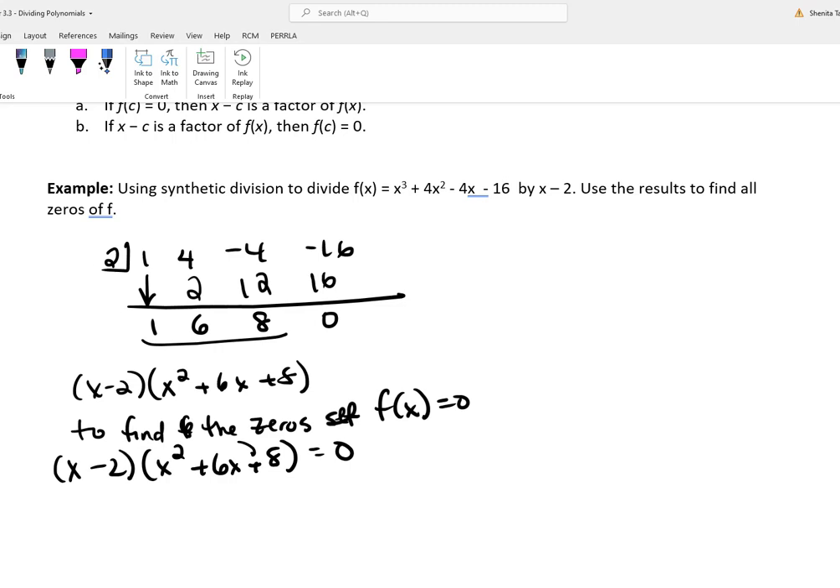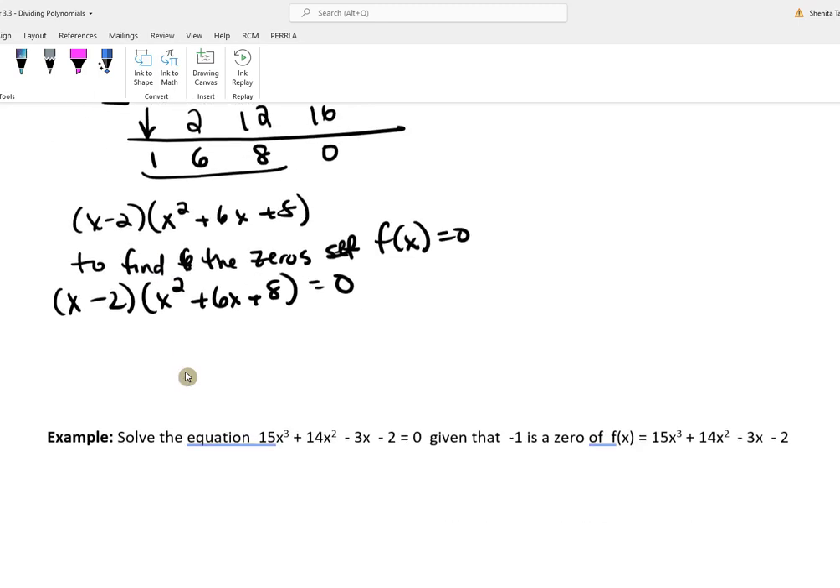So what's going to happen is I need to factor this a little bit more. So let's look at this first. We already got x minus 2. x squared plus 6x plus 8. You want to find two numbers that when you multiply you get 8, and when you add them you get 6. That would be 2 and 4.